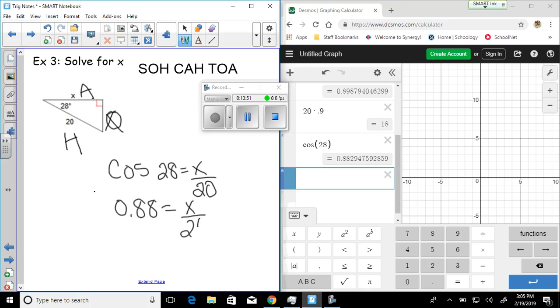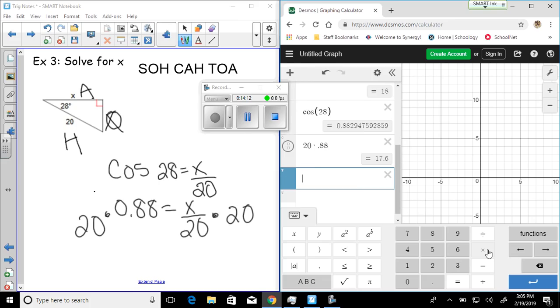And now let's go ahead and solve for x. So we're going to multiply both sides by 20. And then go to Desmos. We have 20 times 0.88. Oops. Which is 17.6. So we come over here. You know that 17.6 roughly is equal to x.